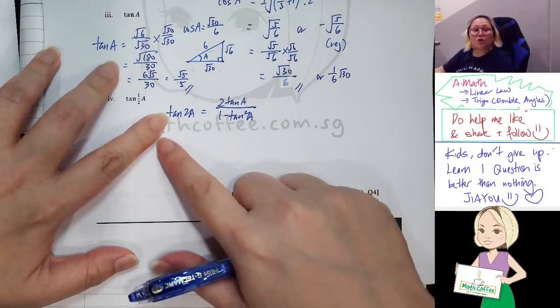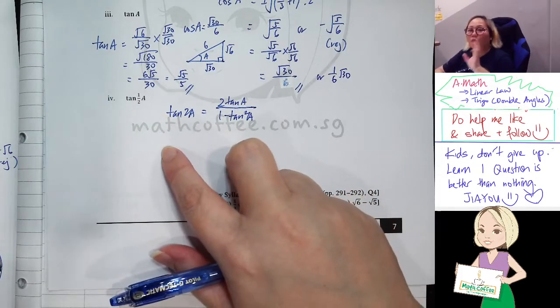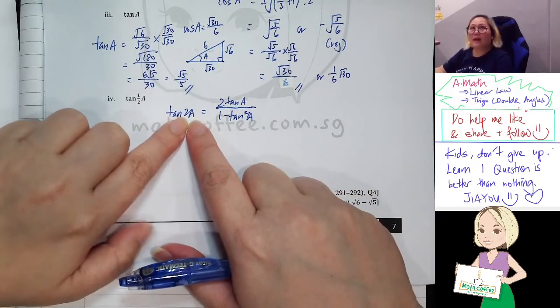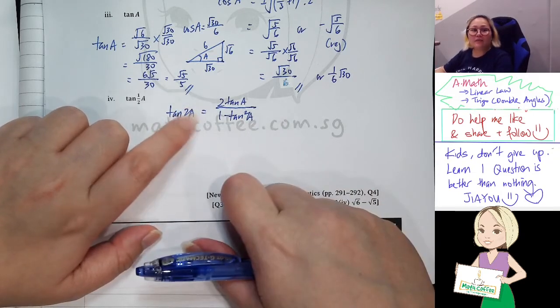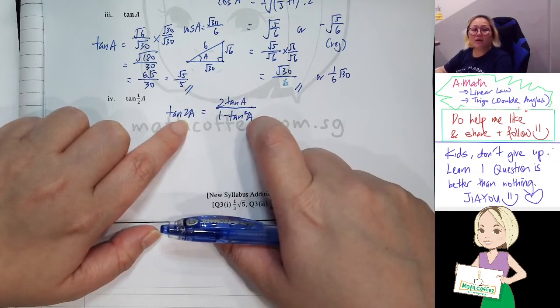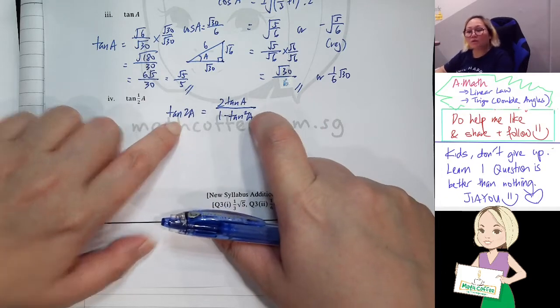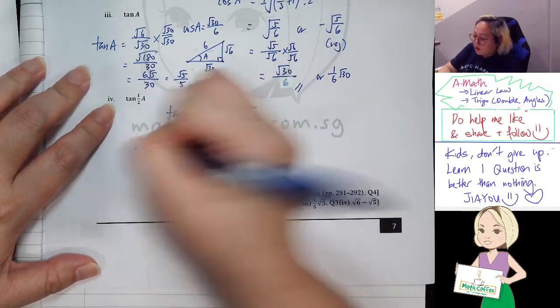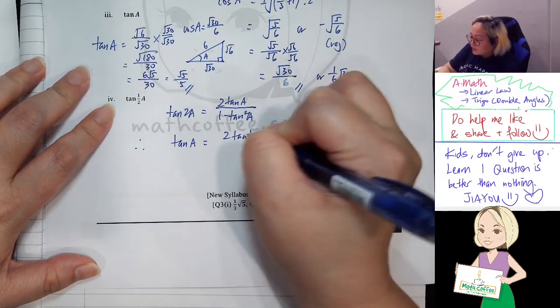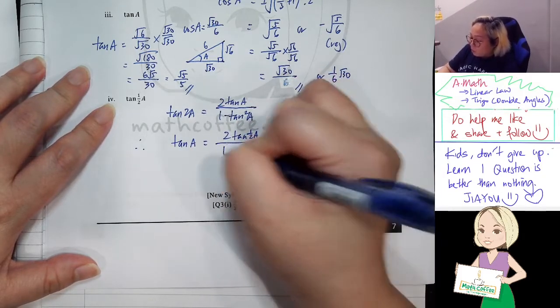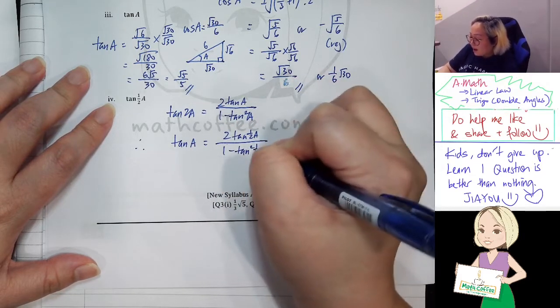So you all need to know how the double angle works. The angle on the left hand side is twice the angle on the right hand side. You can see the left hand side is 2A, the right hand side is A. So I'm going to apply the same concept to half A. Therefore, my tangent A is equal to 2 tangent half A over 1 minus tangent squared half A.